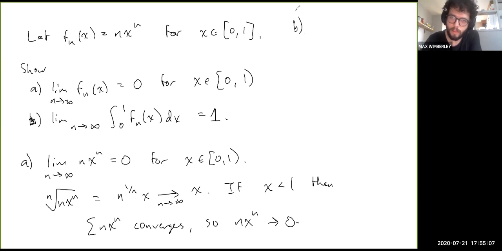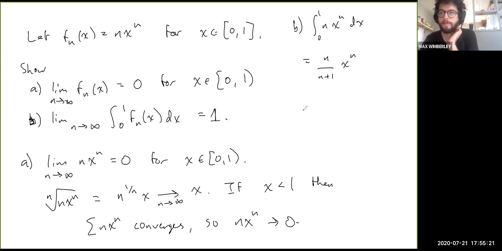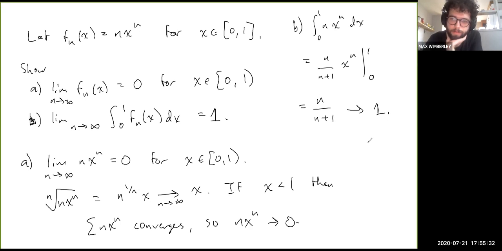But right, in the second part, you can just compute the integrals directly. So the integral of nx to the n dx is n over n plus 1 times x to the n plus 1. And then you evaluate at 1 and 0. And so that just gives you n over n plus 1. And this clearly approaches 1, right?